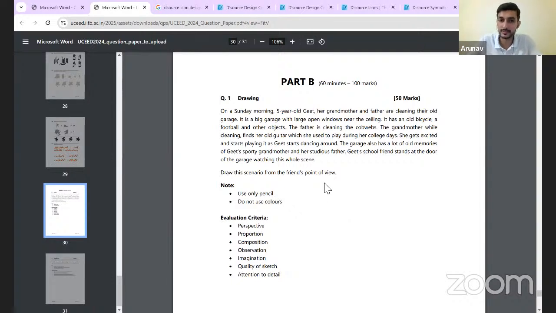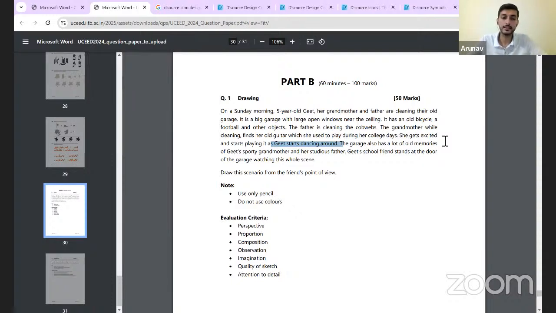There are so many things in this question. Have you read this question? There is 5-year-old Geet, her grandmother, grandfather, right? Then there is a big garage, there is football and other objects that are kept there. Father is cleaning using cobweb. Grandmother is playing guitar. Geet is dancing. So many things are happening. So there are 3 characters, and these 3 characters are involved in so many things. Now, once you have read this question, how will you attempt this question?